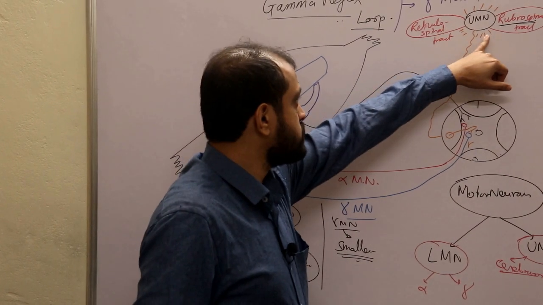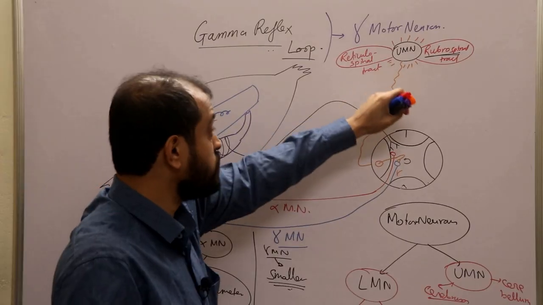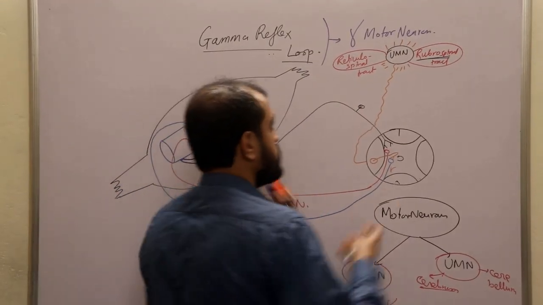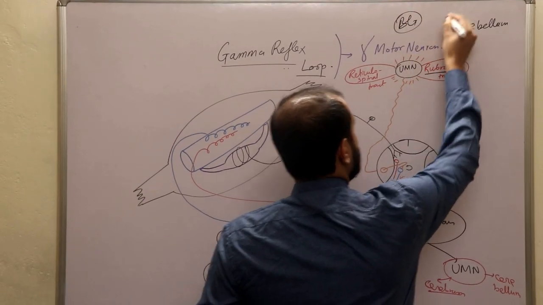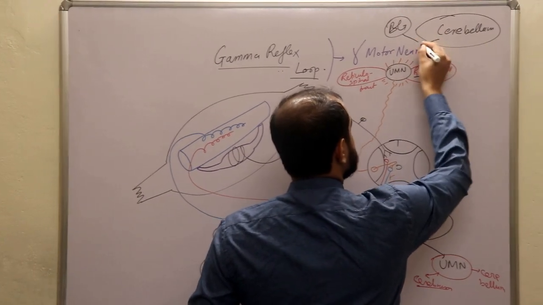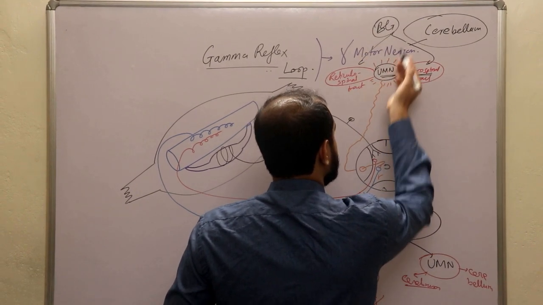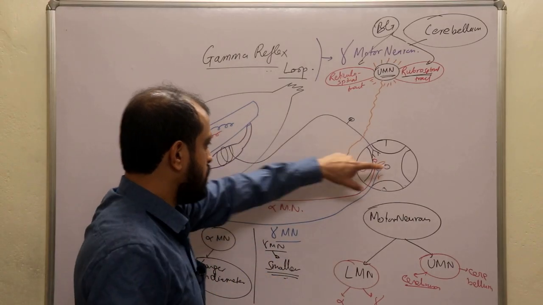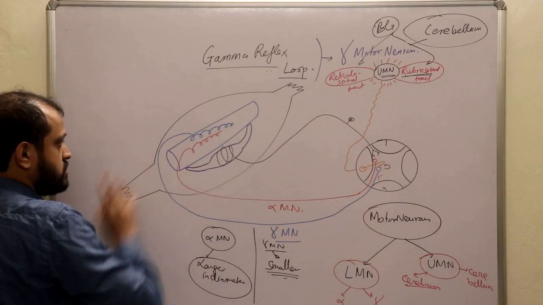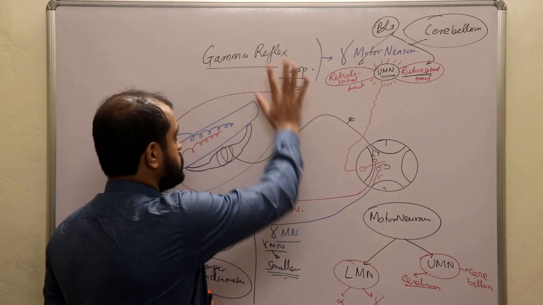Now listen, upper motor neurons only become excited when they are getting information from the cerebellum, basal ganglia and all these areas. That means cerebellum, basal ganglia, all these will activate these pathways, and upper motor neurons will come down and activate the gamma motor neurons, and gamma motor neurons will now start firing, so that extrafusal fibers will fire, and this is actually the gamma reflex loop.